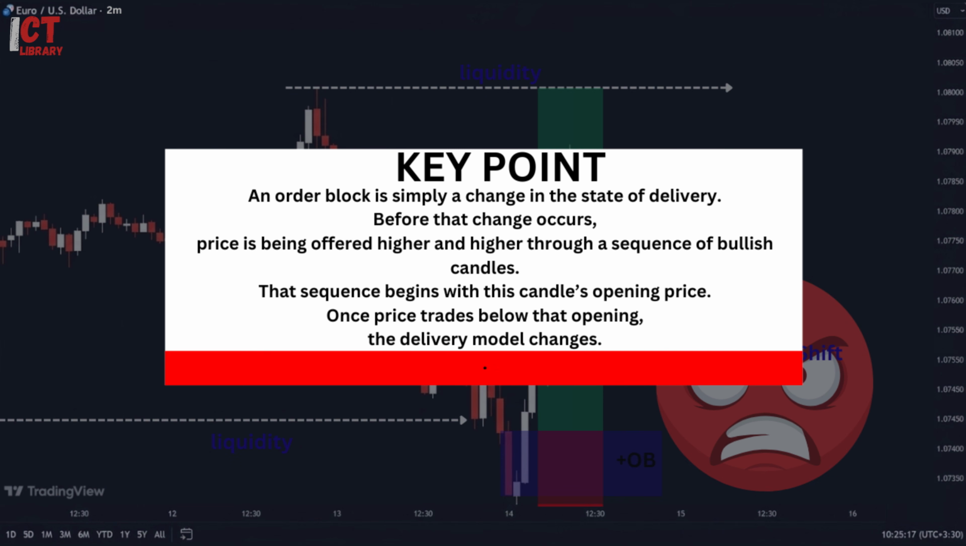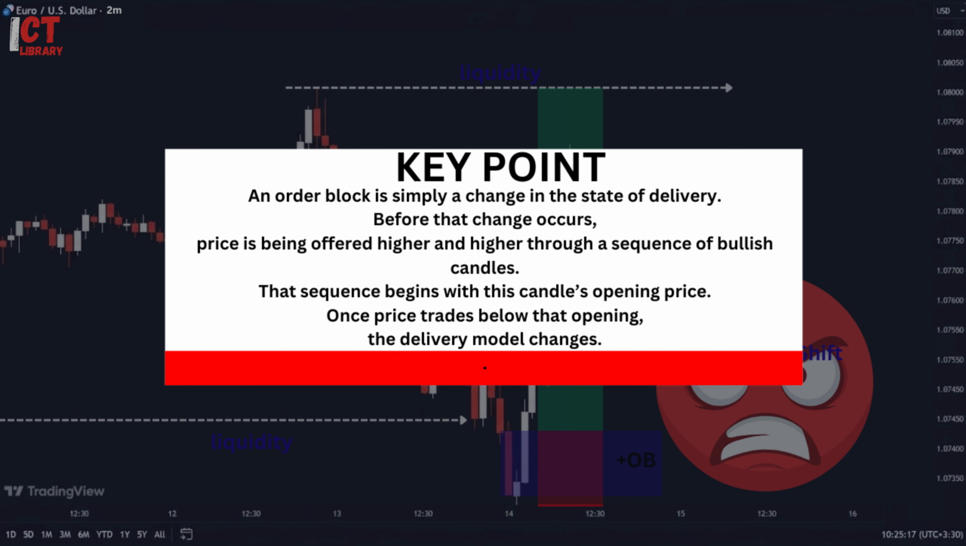An order block is simply a change in the state of delivery. Before that change occurs, price is being offered higher and higher through a sequence of bullish candles. That sequence begins with this candle's opening price. Once price trades below that opening, the delivery model changes. So the algorithm references that exact price level again. That is why it becomes sensitive.